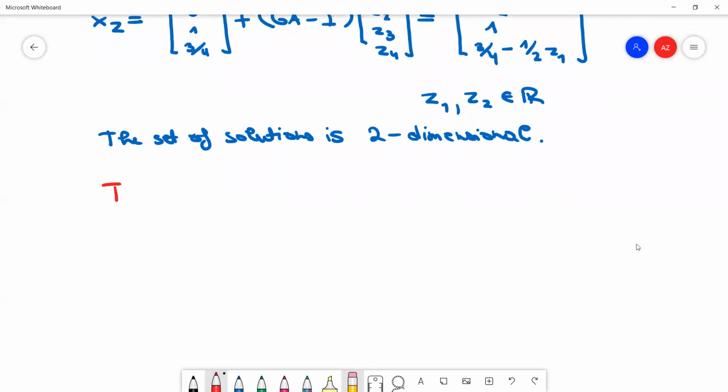So these are the authors who first defined and studied this special generalized inverse.